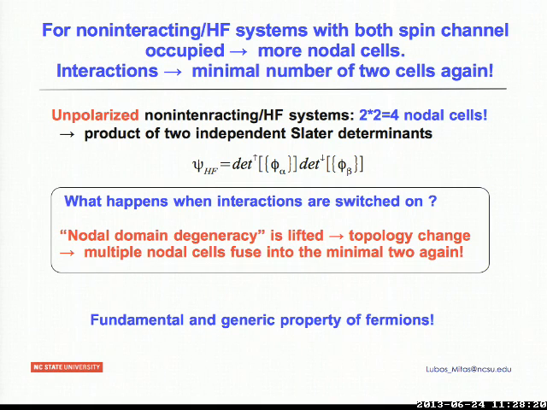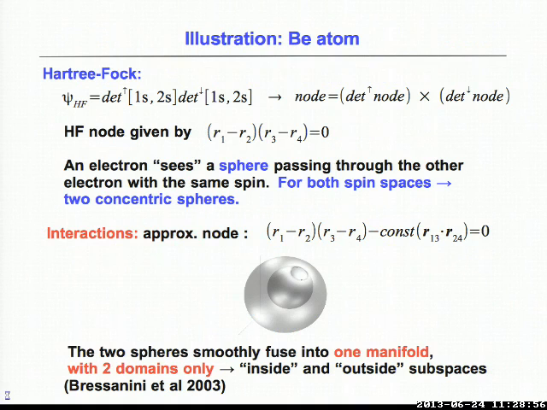Nevertheless, this was for spin-polarized fermions. If I have unpolarized fermions, of course I again factorize into spin-up and spin-down states. If this one, we believe, has only 2 nodal domains and that one has 2, of course we will have 4 because it's a direct product of those 2 cases. What happens when you switch the interactions on? Well, this nodal domain degeneracy is lifted and you get a topology change, and it again fuses into 2 minimal. Let me give you a quick example.